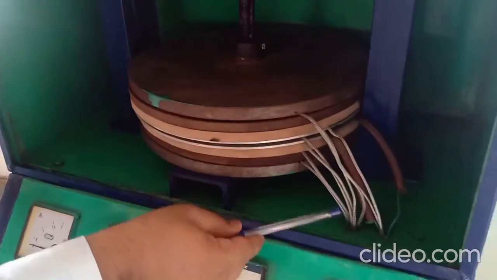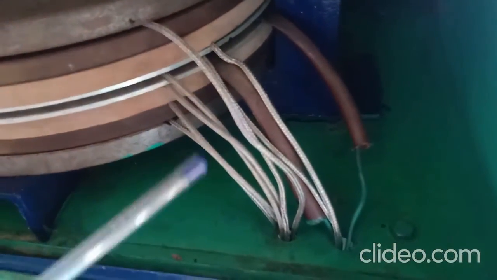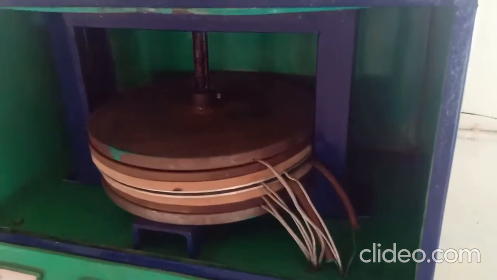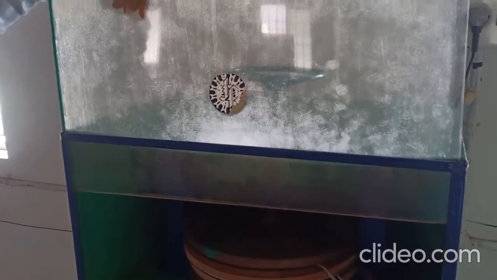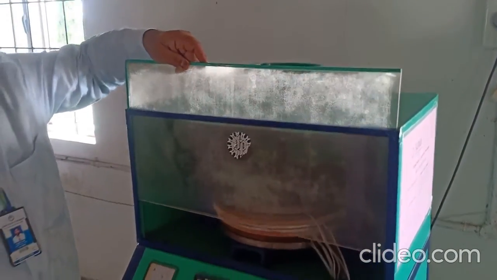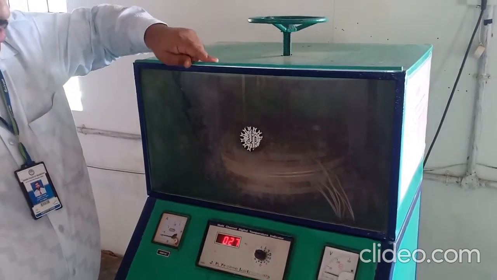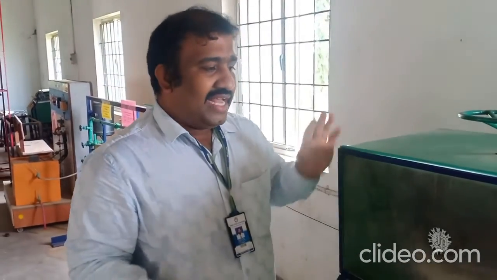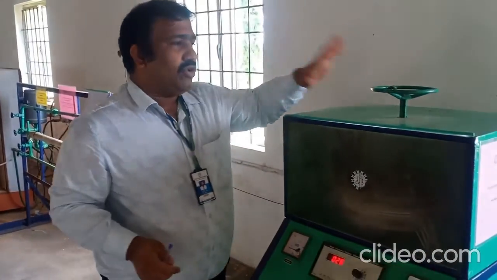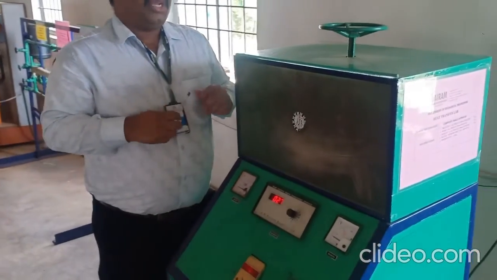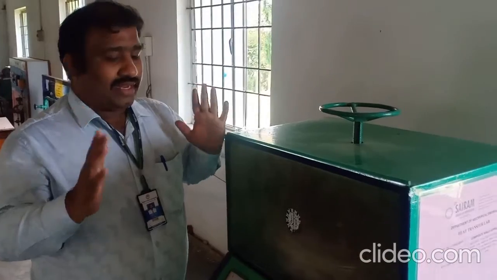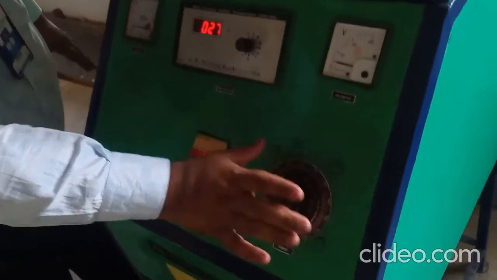Here we observe that different thermocouples are positioned at different points of the material. We have to close this space because we do not allow atmospheric air into it. Before conducting the experiment, we have to take some precautionary measures. First, check whether the dimmerstat is at 0 or not.